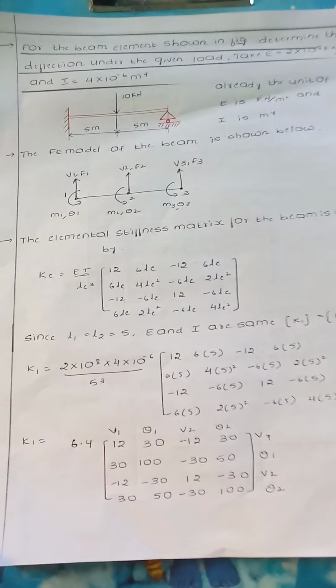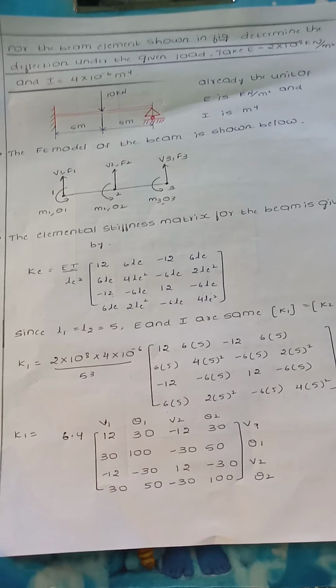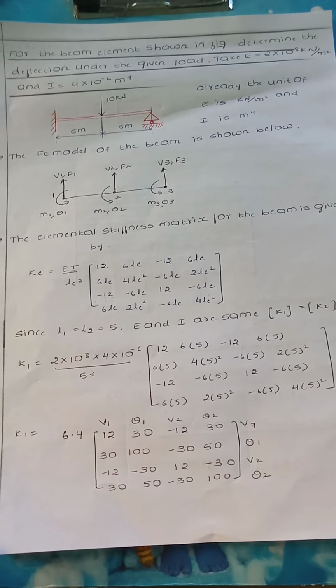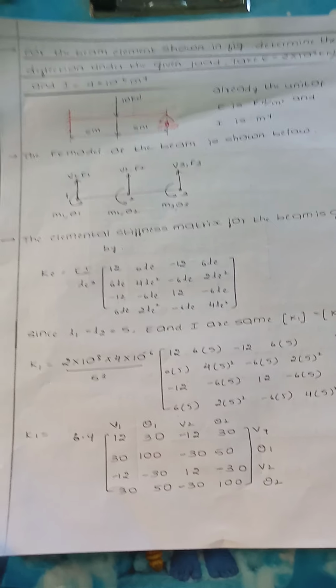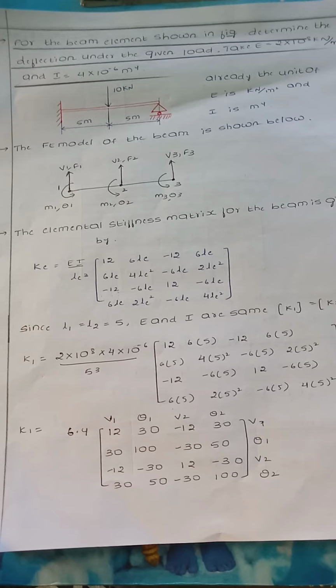Today let us study another important problem. You can see that the given E value is 2 into 10 to the power of 8 kilonewton per meter square. It is in kilonewton per meter square, so there is no need of converting it. And I is equal to 4 into 10 to the power of minus 6 meter to the power of 4.